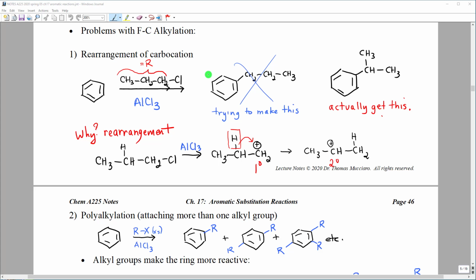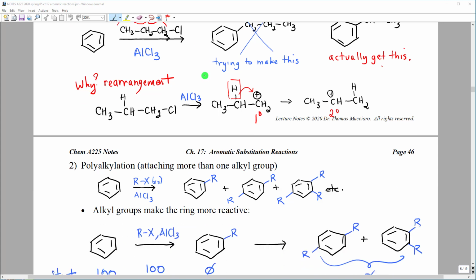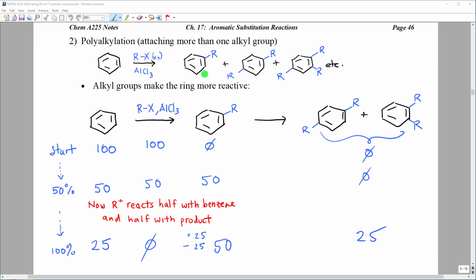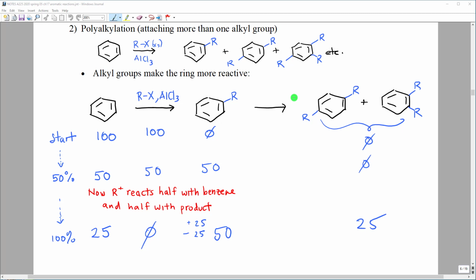We'll talk later about ways that we have to get around this. A second problem with this reaction is what's called polyalkylation. Polyalkylation basically refers to having more than one alkyl group attached in a situation where you might want only one. The reason why this occurs is that the product, which is the benzene ring that has one carbon group attached, is more reactive than our plain benzene reactant, for reasons we'll discuss later.